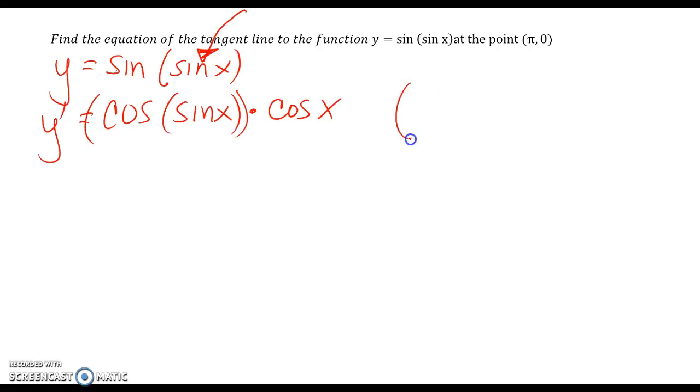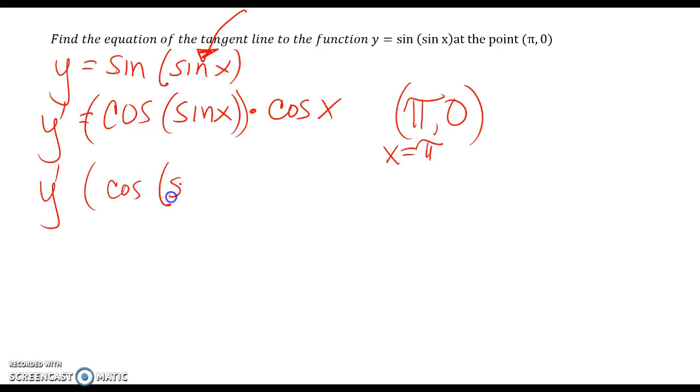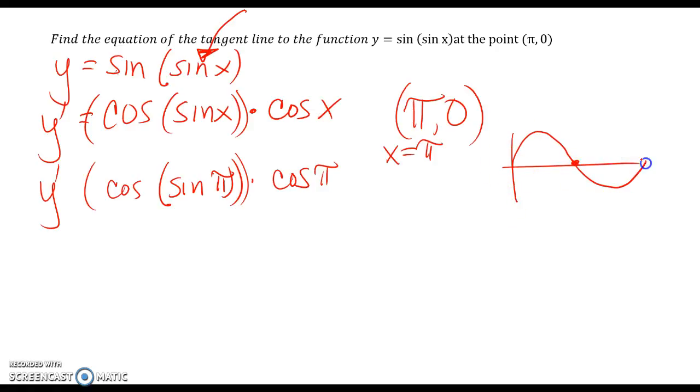I'm going to evaluate that at pi, where x equals pi, right? So y prime is cosine of sine of pi times cosine of pi. Well, you could look in your calculator to find this, but I know that sine of pi is 0. So this becomes cosine of 0 times cosine of pi.